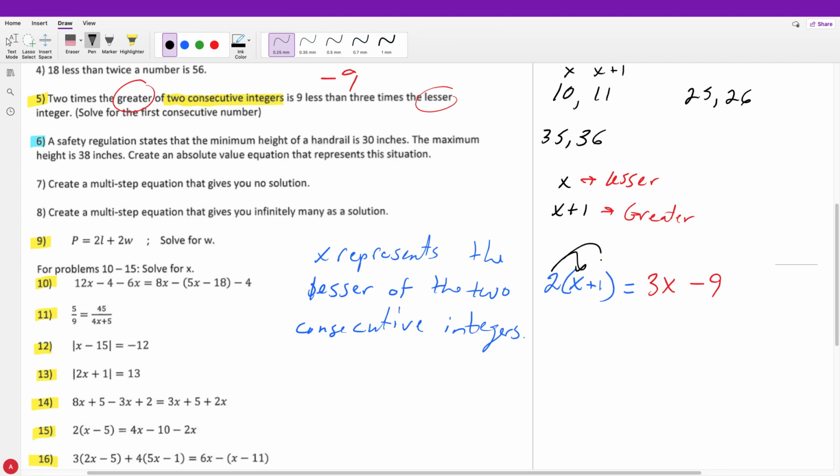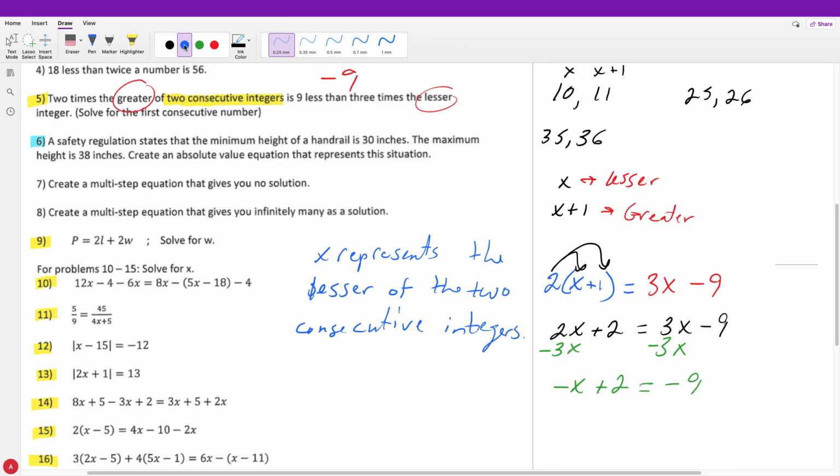The first thing I need to do is simplify. So I'll distribute the 2 in. So 2 times x gives me 2x, and 2 times 1 gives me 2. Then I'm going to go ahead and move all my variables to one side of the equation. So I like to move mine to the left. So I'm going to subtract 3x from both sides to move it to the left. So 2x minus 3x is negative x.